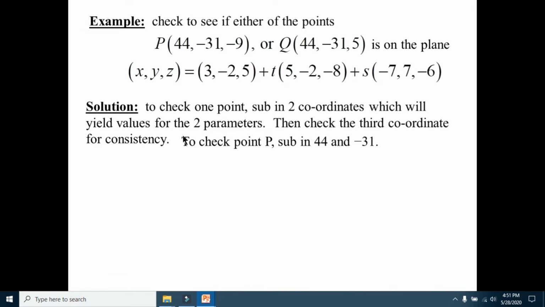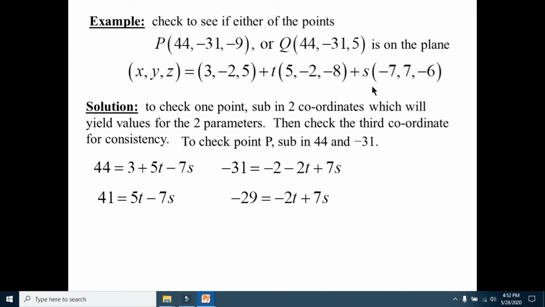So to check point P, sub in 44 and minus 31. Well, 44, if it's on the plane, is going to be equal to 3 plus 5t minus 7s, and tidying this up a bit. And then minus 31, if it's on this plane, it's y, so it will equal negative 2 minus 2t plus 7s, and tidying that up a bit. So we have 2 equations and 2 unknowns, and I think you know what to do.